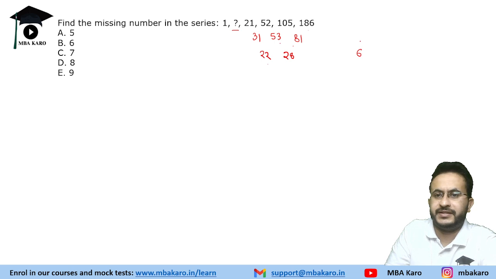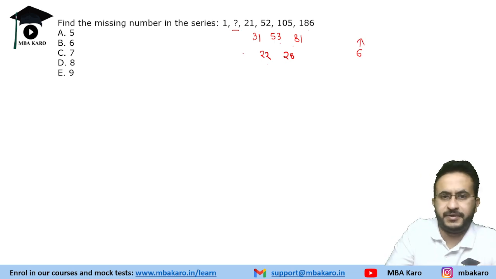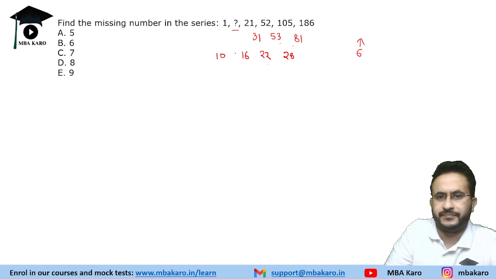So we are seeing that this difference is going up by 6. So let us take some dummy values and see. Let's make this 16 and this 10. Now when we make 16, that means this will be 15. And this will be 5.